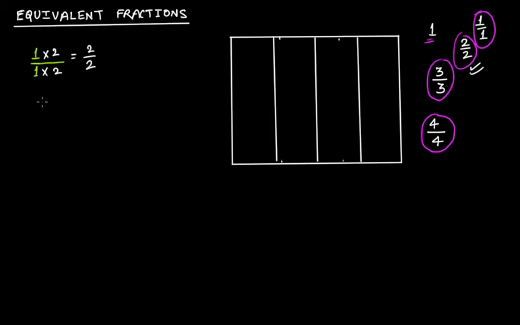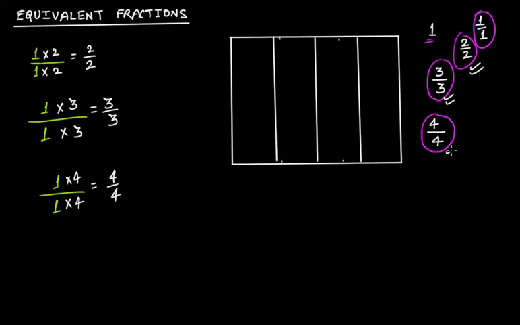If I multiply 1 by 1 by 3, you'll get 3 by 3. That's what this fraction is. If I multiply 1 by 1 by 4, you'll get 4 by 4. That's what is here, right?